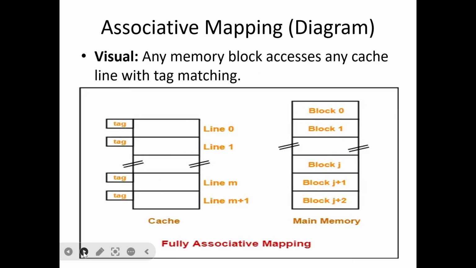Associative mapping. The diagram below shows memory blocks on the left can occupy any cache line on the right. The cache must compare tags, that is, tag 1 versus tag 2, to locate data. This flexibility eliminates conflicts but requires complex hardware to search all lines at once.